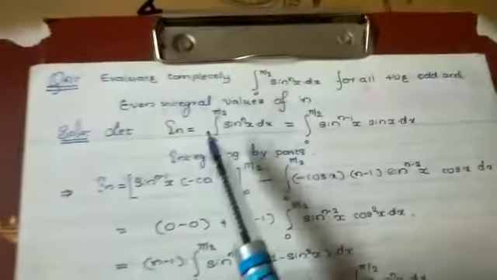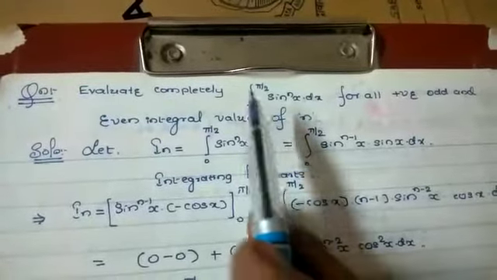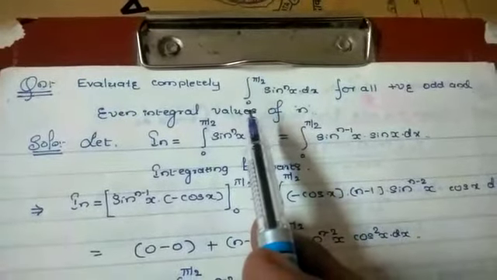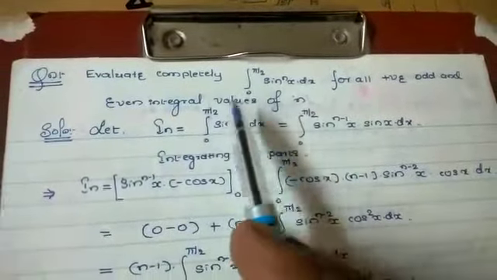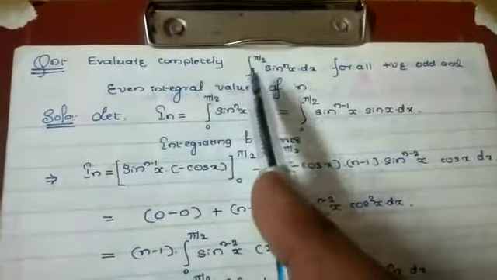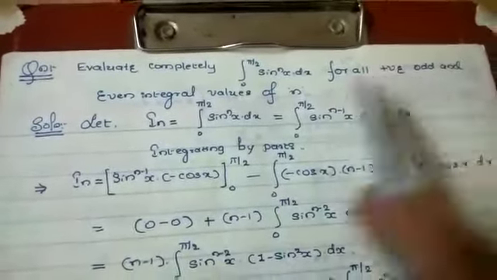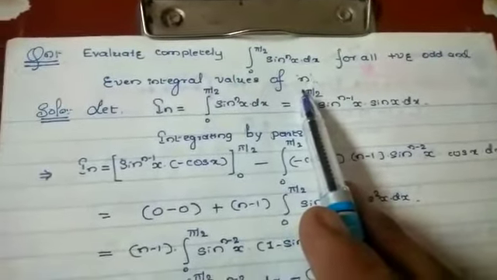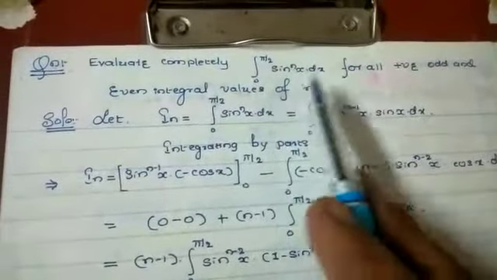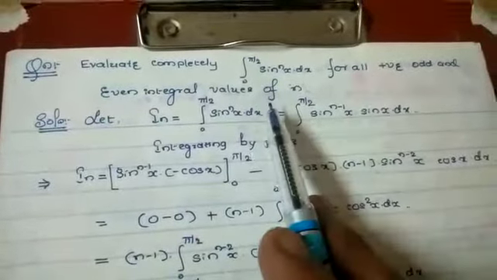In reduction formulas, sin raised to n x is related to definite integrals, so these are also most important. Sin or cos, in these two, one will definitely be asked. Evaluate completely the integral from 0 to pi by 2 of sin raised to n x with respect to x, for all positive odd and even integral values of n.